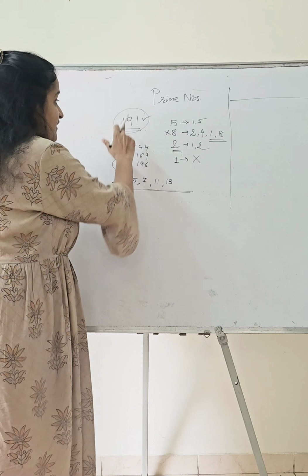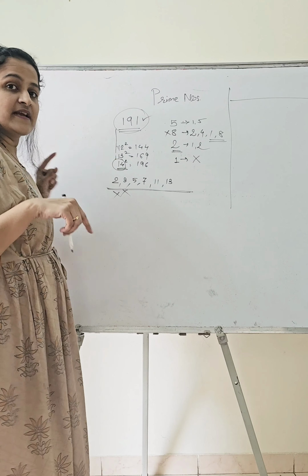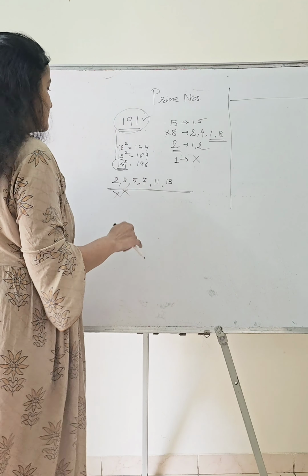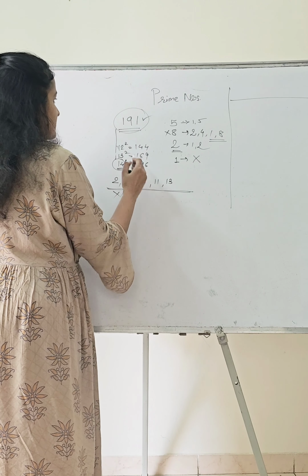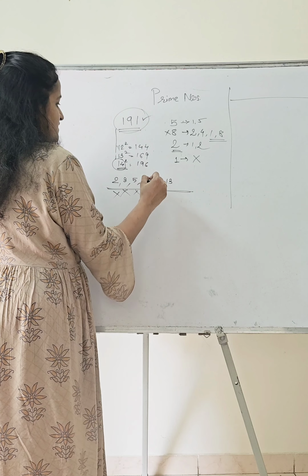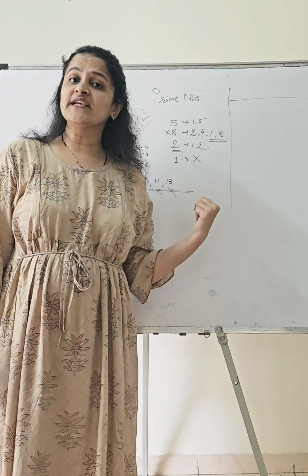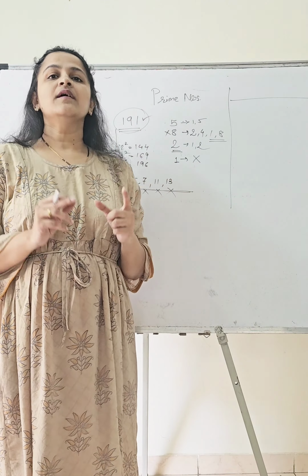Now again, to check if it is divisible, how quickly can you check it? There are some divisibility rules. Again, we'll see them in another lecture. We'll not mix up those lectures here. So it is not divisible by 5, not divisible by 7, not by 11, and not by 13 also. So 191 is not divisible by any of these, meaning that 191 is a prime number.